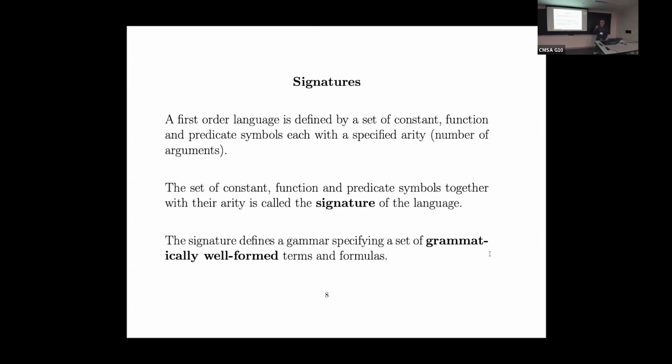Now in first order logic, I'm going to use the word signature for the thing, the grammar, that defines a set of grammatical expressions. So in first order logic with one universe of objects, the signature is just the function and predicate symbols and how many arguments each one takes, their arity. And that defines the set of well-formed terms and formulas, right? So the signature is going to define a grammar.